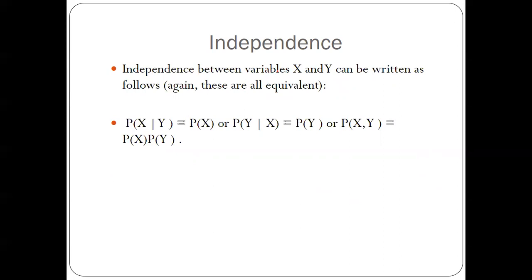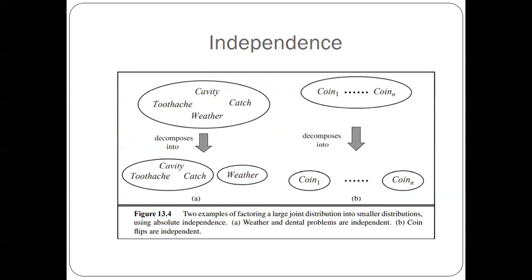So this can be generalized for any variables. If there are two independent variables X and Y, they can be written as something like this. The probability of X given Y is probability of X. Probability of Y given X is probability of Y. Probability of X comma Y is nothing but probability of X into probability of Y. So comma Y means both, right? So they are independent events. Hence, the probability of both X and Y occurring is nothing but probability of X into probability of Y, right?